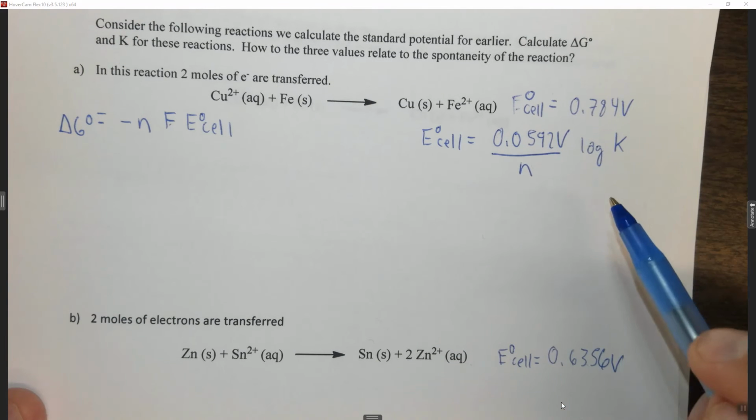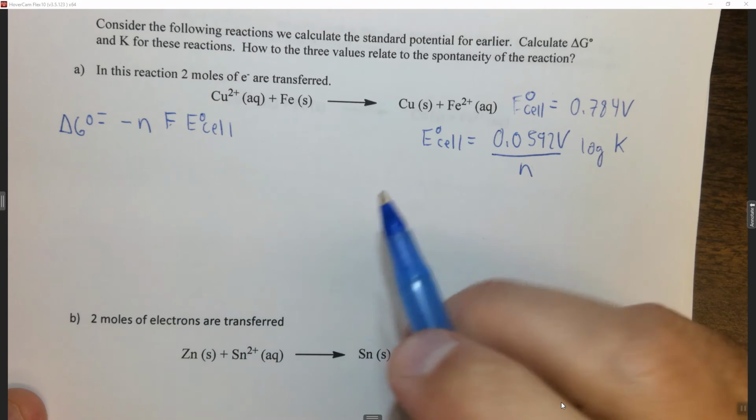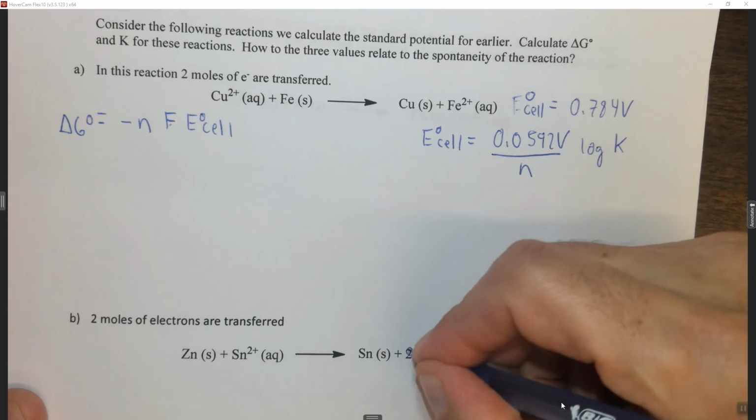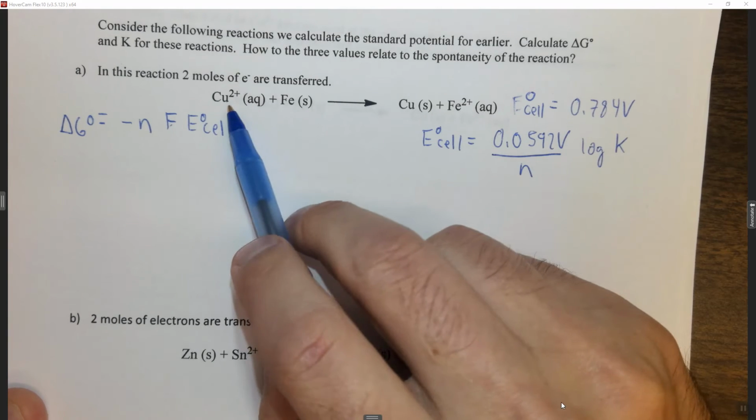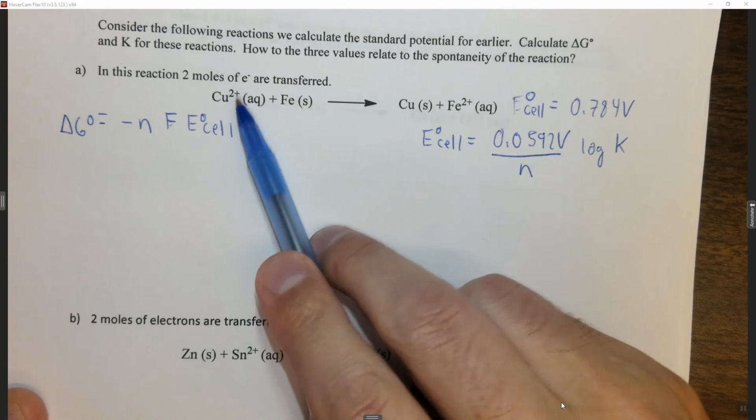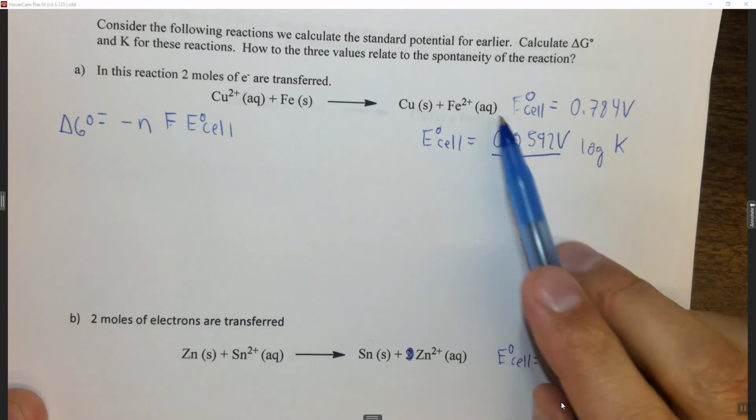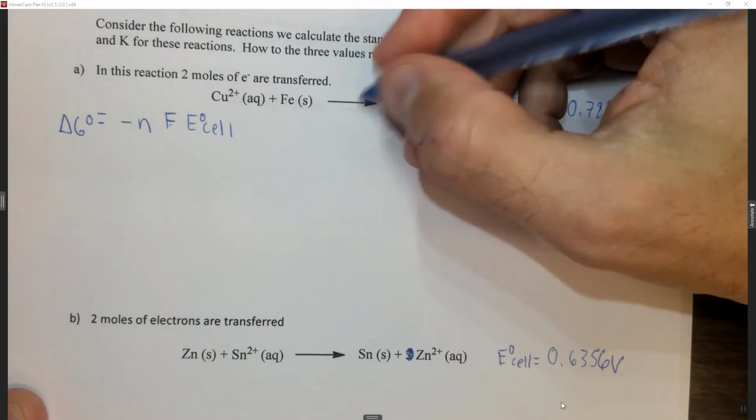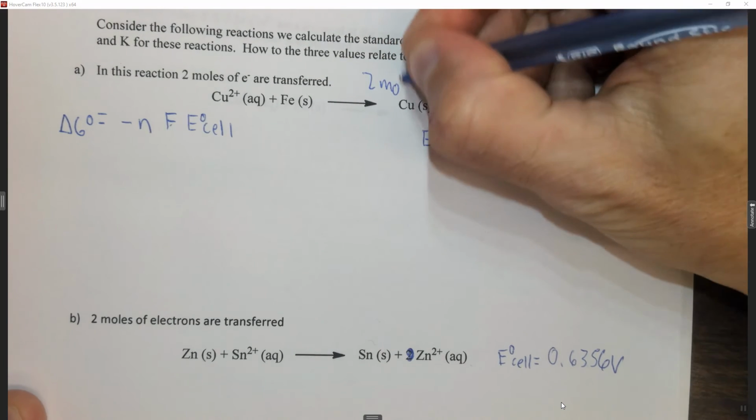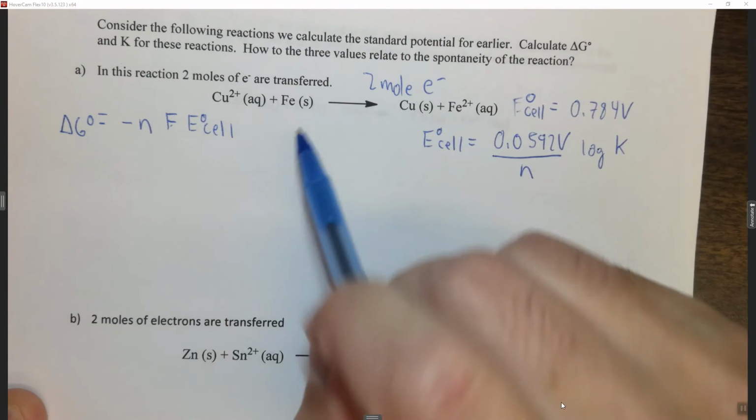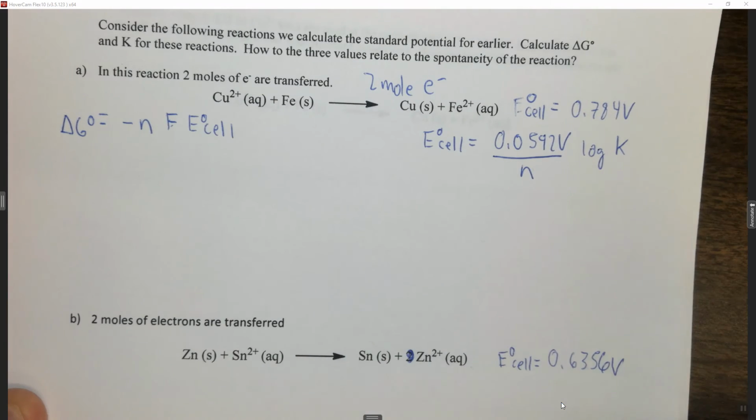The first thing we have to do is see how many moles of electrons are transferred. Well, in this case, we have Cu2 plus yields Cu, and Fe yields Fe2 plus. So we have 2 moles of electrons transferred. It also tells us that here. All right, there's a 2 here that shouldn't be there.